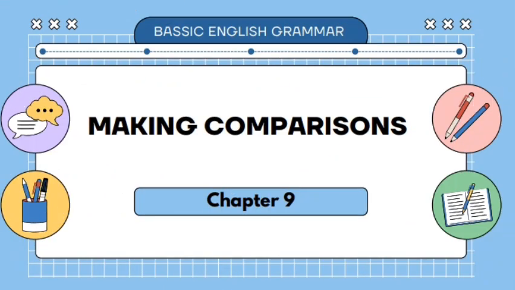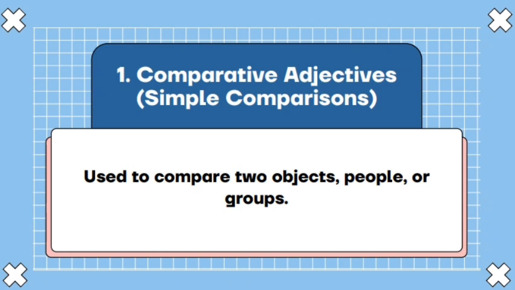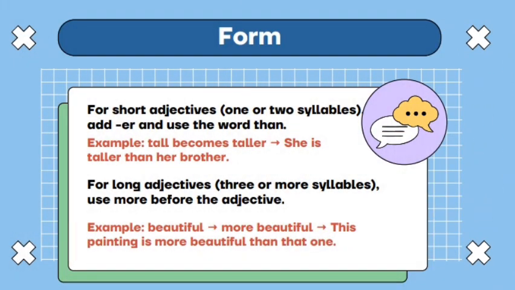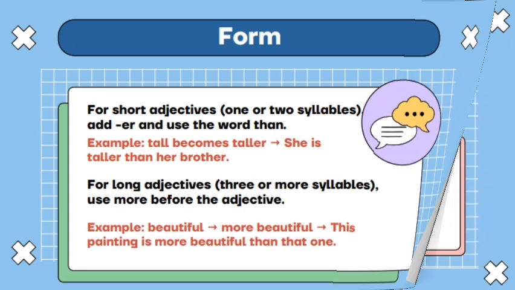Chapter 9, making comparisons. Comparative adjective, simple comparison, used to compare two objects, people, or groups. The form for short adjectives, one or two syllables: add -er and use the word than. Example: tall becomes taller. She is taller than her brother. For long adjectives, three or more syllables, use more before the adjective. Example: beautiful, more beautiful. This painting is more beautiful than that one.